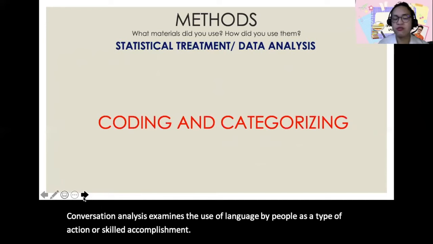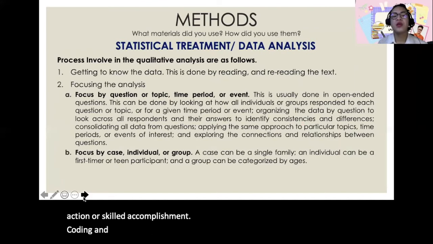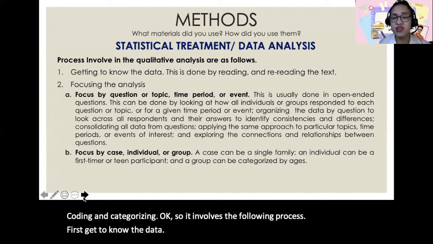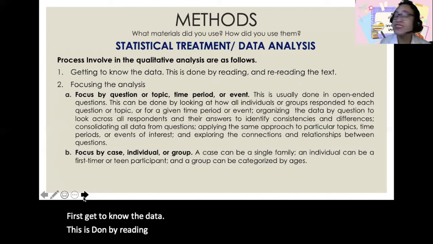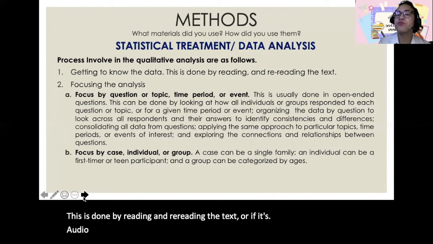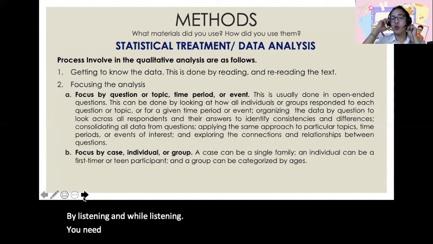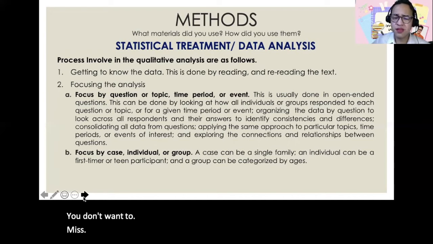Coding and categorizing. Okay, so it involves the following process. First, get to know the data. This is done by reading and rereading the text, or if it's audio recorded, by listening and re-listening. You need first to familiarize yourself with your data. You don't want to miss some data which are important.